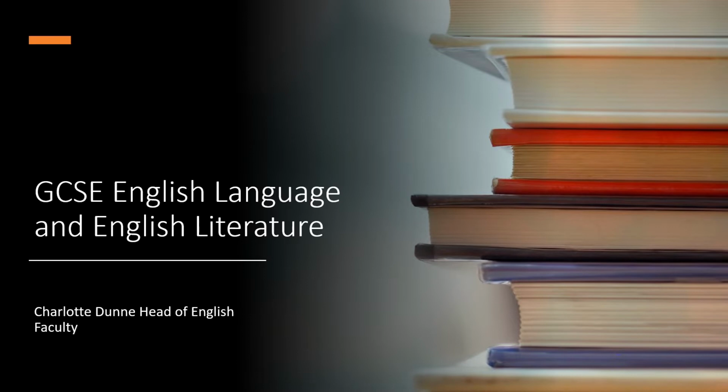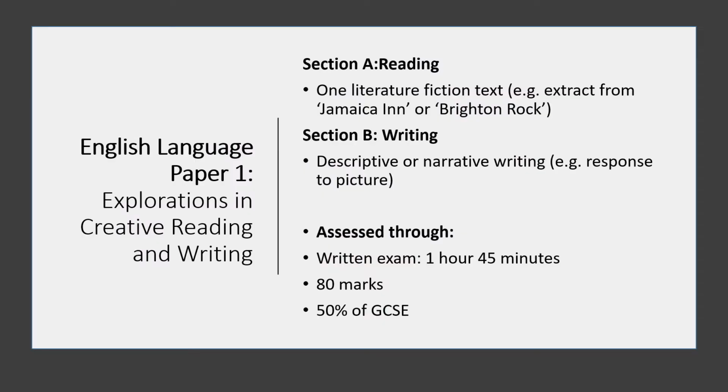I'm going to be talking you through this PowerPoint which gives you more information about the GCSE English Language and English Literature course that your child will be taking. So in English GCSE, students actually receive two GCSE grades, one for English Language and one for English Literature, and we teach those courses consecutively, side by side, because the skills are very complementary.